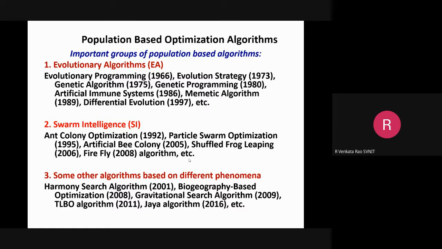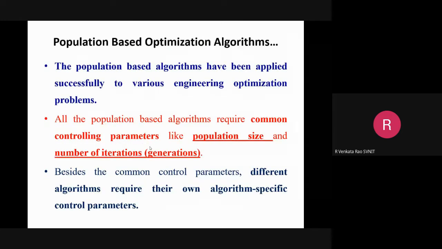Many algorithms have been proposed, like evolutionary algorithms, swarm intelligence algorithms, and some other algorithms based on different phenomena. So many algorithms. The algorithms which I have written, these are very few. These have gained reputation. They have their own reputation, and they have been accepted by optimization researchers across the globe. They have applied them to their respective fields and they have reported good results. But I have not listed many other algorithms. Those also have a good reputation. What I mean to say is, there are dozens of optimization algorithms available in the optimization field. These are all advanced optimization methods. And population-based algorithms have been applied successfully to various engineering optimization problems.